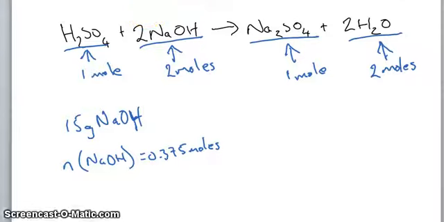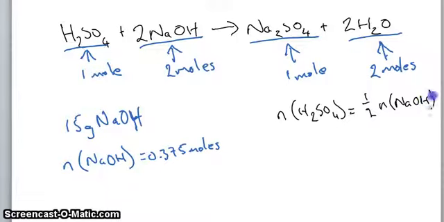1 mole of sulfuric acid reacts with 2 moles of sodium hydroxide. So we can then state that the number of moles of sulfuric acid equals 1/2 times the number of moles of sodium hydroxide, which means that that will equal 0.1875, and we can plug that into our formula by rearranging number of moles equals mass over molar mass.